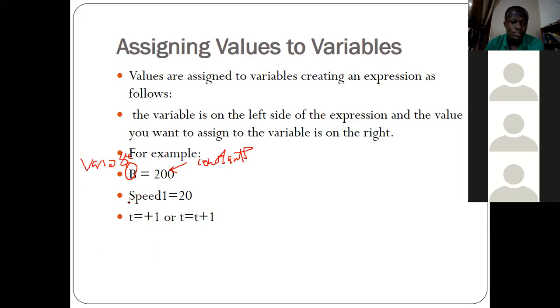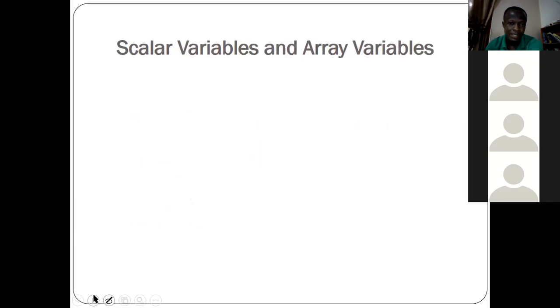All right, so speed is a variable. So t is a variable, but this is not a variable. That is not a variable. This is a variable. So I'm actually kind of teaching some algebra here.